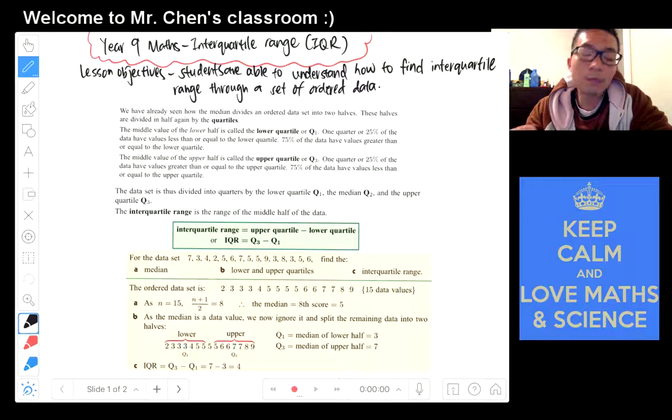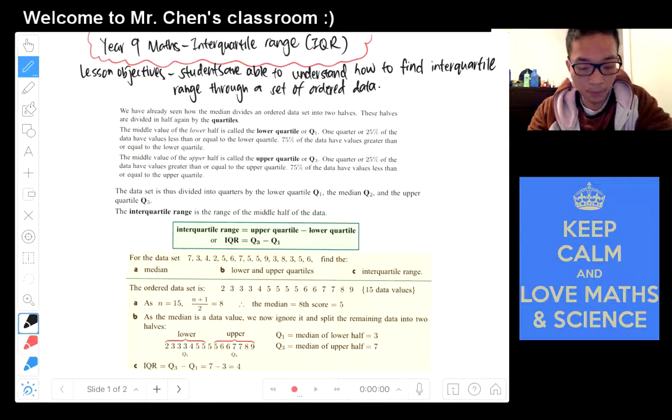Maybe some of you have heard of it before, but a lot of you might have never heard of this. You probably have heard of mean, median, mode, range, but interquartile is something new and foreign to you. So let's begin.